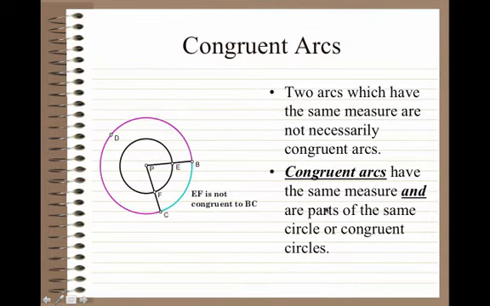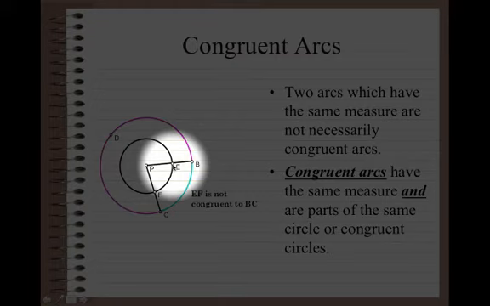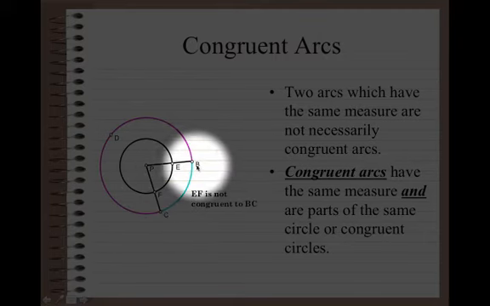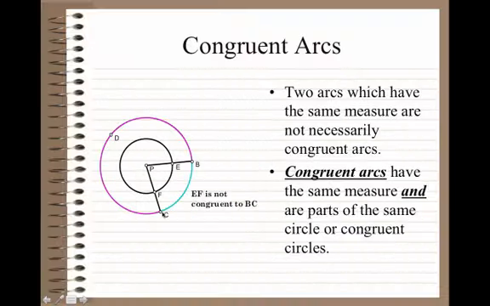All right, now, congruent arcs, what are those? Well, if you looked at the measure of arc EF and the measure of arc BC, you would see that they are the same measure. They're the same fraction of the circle that they're on. But clearly, nobody would say that the length of EF and the length of BC were the same, nor would they say that EF is congruent to BC. So we have to look at the definition of congruent arcs. Congruent arcs have the same measure and they are parts of the same circle or congruent circles.